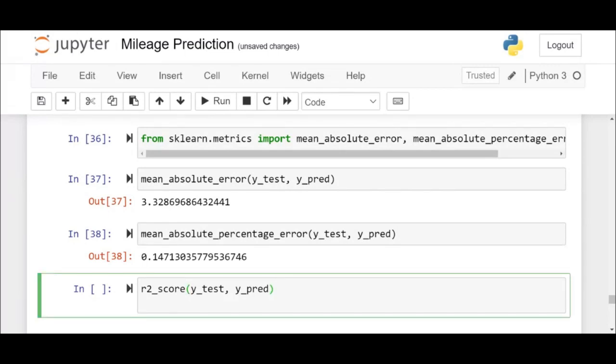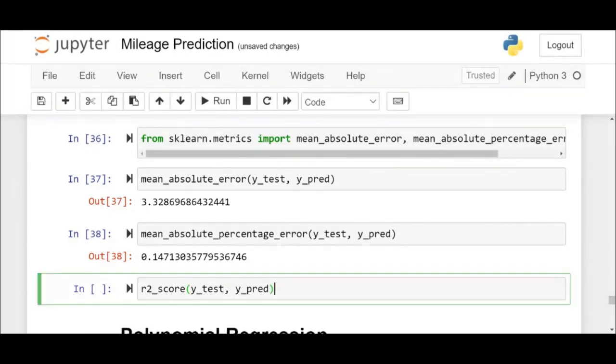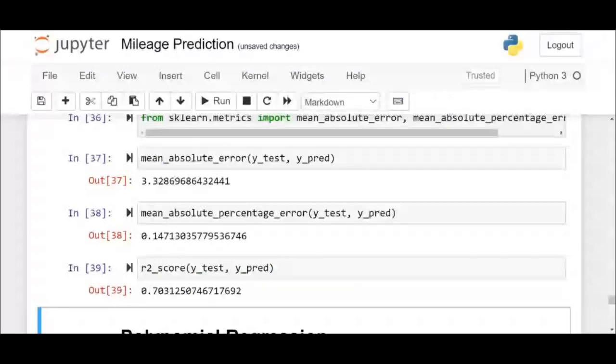And what is the overall fitment of our model? It is able to explain 70%. 0.70 means 70%. So these are the three critical performance metrics. Our model's accuracy is 3.32 in terms of absolute error, around 14.7 in terms of absolute percentage error, and our model is able to explain 70% of variance in the model, or R square.